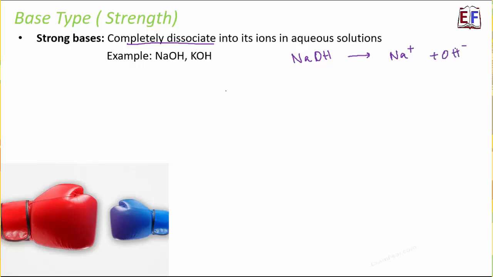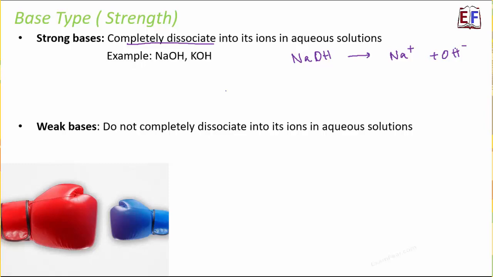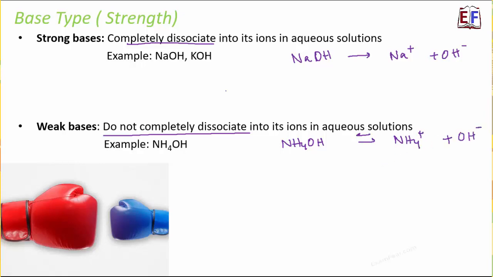On the other hand, weak bases do not completely dissociate into their ions. Let's look at an example like NH4OH, ammonium hydroxide. NH4OH dissociates only partly to form NH4+ and OH- ions. This means that the ions formed tend to recombine to form NH4OH. So overall, only a small fraction of NH4OH dissociates into NH4+ and OH-. Most of it remains as NH4OH. Right? So that's about strong and weak bases.